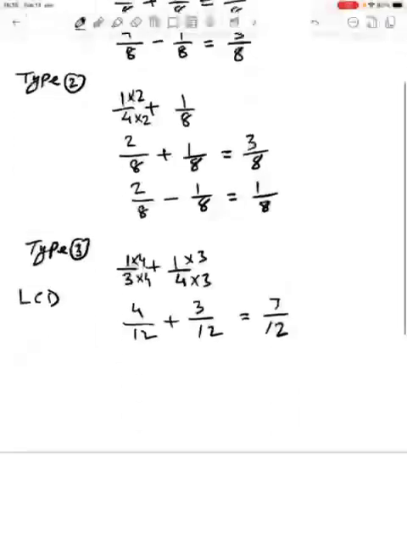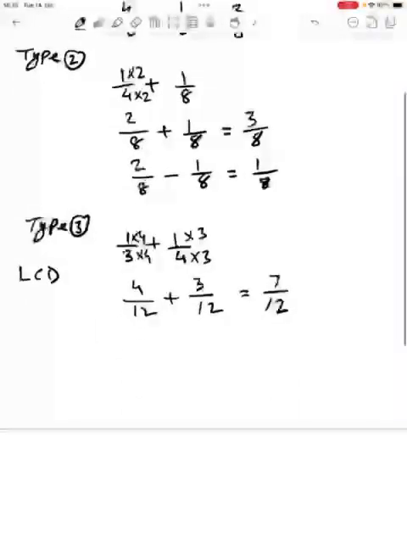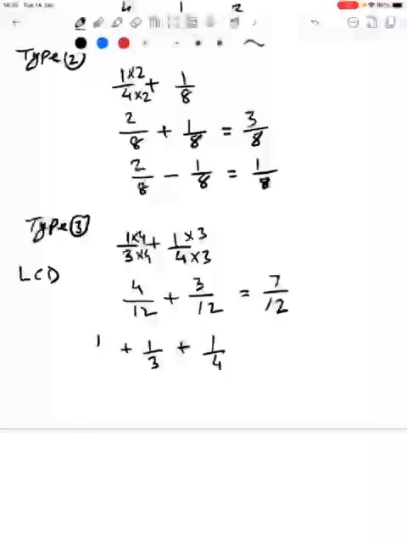Now let's do some further practice. A couple of them. So we will start with 1/6, 1/3, 1/4. Let's do this, 1/2.